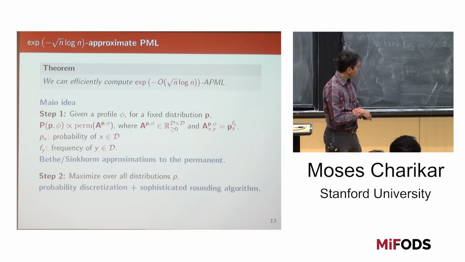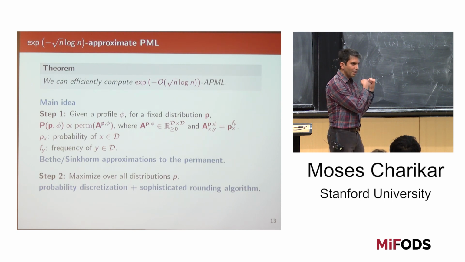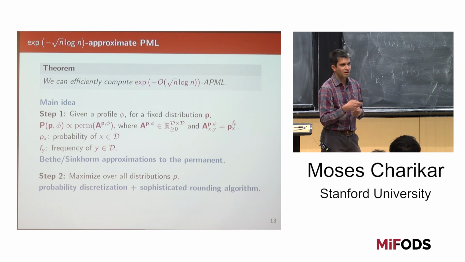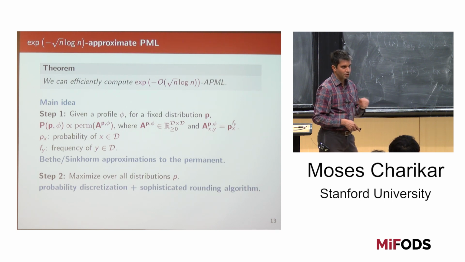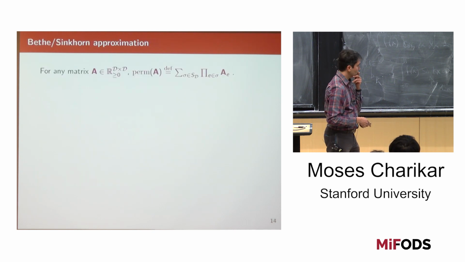Okay. So in order to do that, we're going to use the same ideas that we had before, which is we're going to do some probability discretization and do some sophisticated rounding algorithm. Okay. This part is something that we're not going to focus on that much today. But that's what we'll have to do to actually maximize over all the distributions.